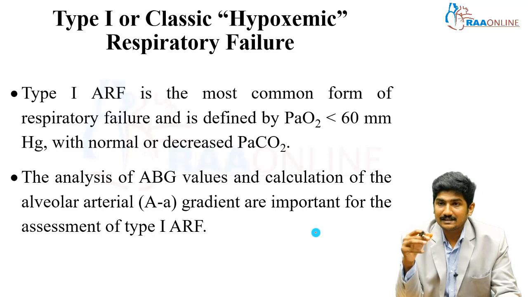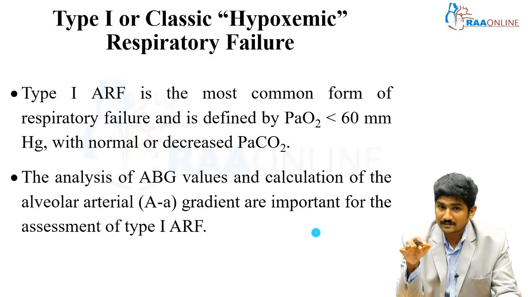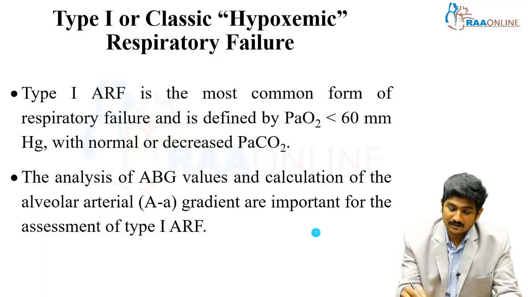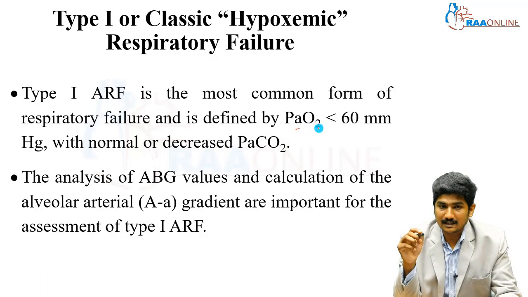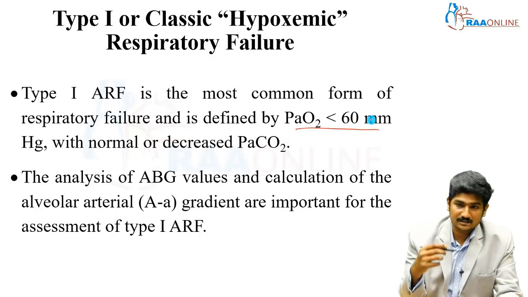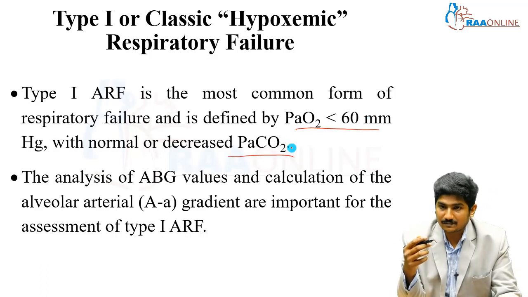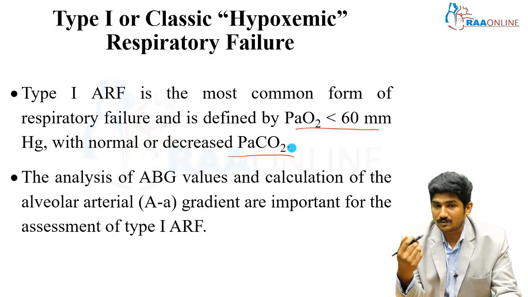Type 1 or the classic hypoxemic respiratory failure. The type 1 acute respiratory failure is actually the most common form of respiratory failure and is defined as PaO2 of less than 60 mmHg. It actually has a decreased PaCO2 because there is no adequate oxygen for the patient. They will start breathing on the higher side, so they will start washing out the carbon dioxide. So you might see a patient with a normal or a decreased PaCO2 also.